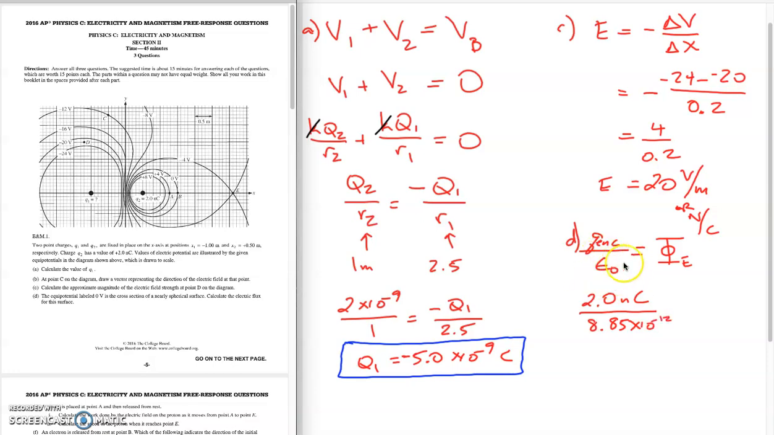Now, this epsilon naught is a constant of the universe that we discussed in class, and you can look that up, 8.85 times 10 to the negative 12th, and that is going to be our flux. Plug these into your calculator. Keep in mind that nano is times 10 to the minus 9th, and your calculator should spit out 226. 2 divided by 8.85 is approximately 226. And then we have 10 to the minus 9th over 10 to the minus 12th, and that's how we end up in the hundreds.